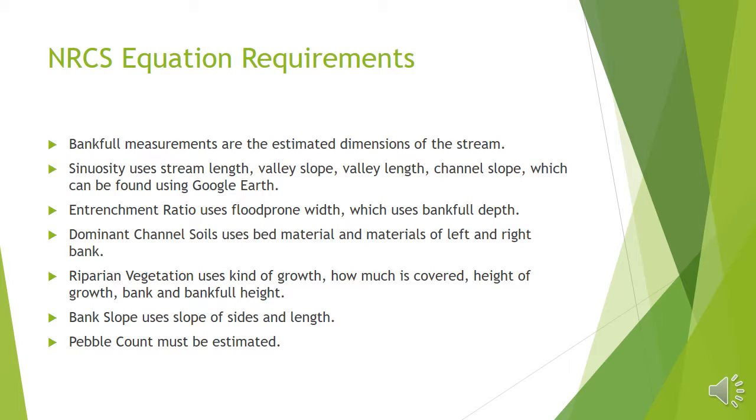The entrenchment ratio uses flood-prone width, which uses bankful depth, which is the height. Dominant channel soils uses bed materials and materials of the left and right bank. Riparian vegetation uses what kind of growth is available, how much is covered, the height of it, and bankful height. Bank slope uses slopes of size and length, and the pebble count needs to be estimated from the pictures that were presented earlier.